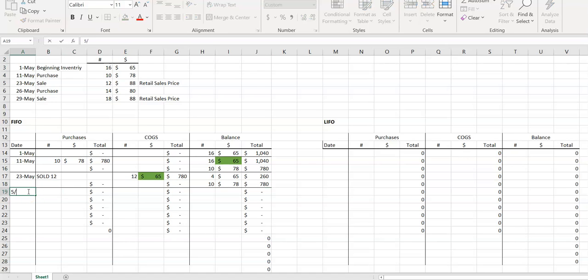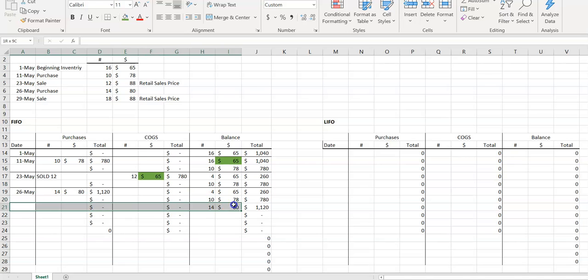May 26th, I purchased 14 at $80. So I come over here, I have to bring my 4 down first, then the 10, and then I add in the 14 at 80. And draw a line under it all.